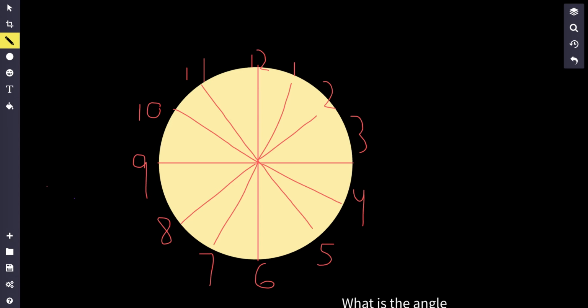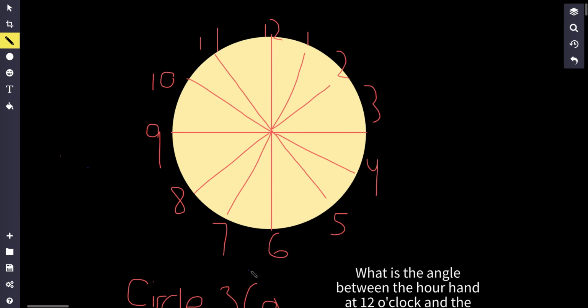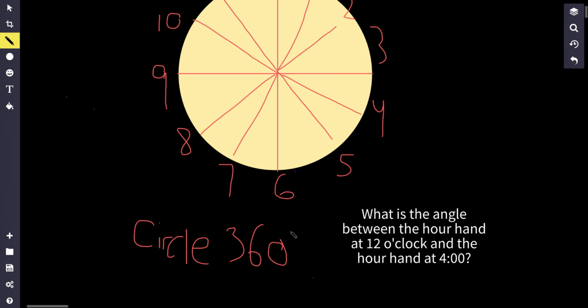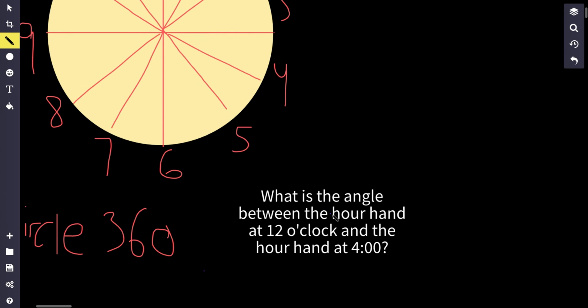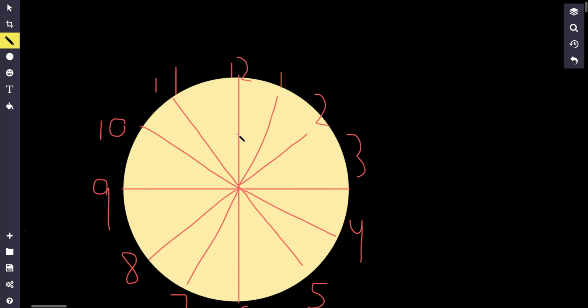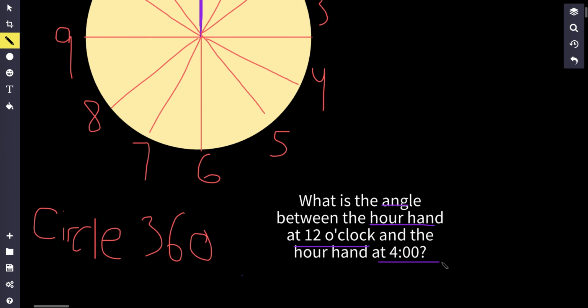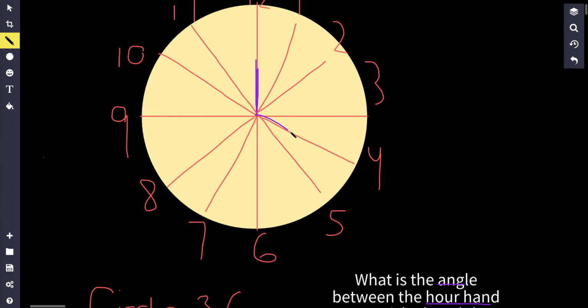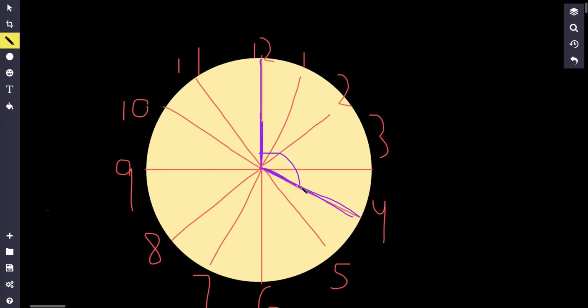Let's say that we have a clock right over here. It kind of looks like a pizza, but let's just say it's a clock. And we were trying to find out what is the angle between the hour hand at 12 o'clock, so that if the hour hand was at 12 o'clock, it would be here, and the hour hand at 4 o'clock. So if the hour hand was here, this is the hour hand at 4 o'clock. This is the hour hand at 12 o'clock. And we want to find out this angle right over here. So how would we do this?